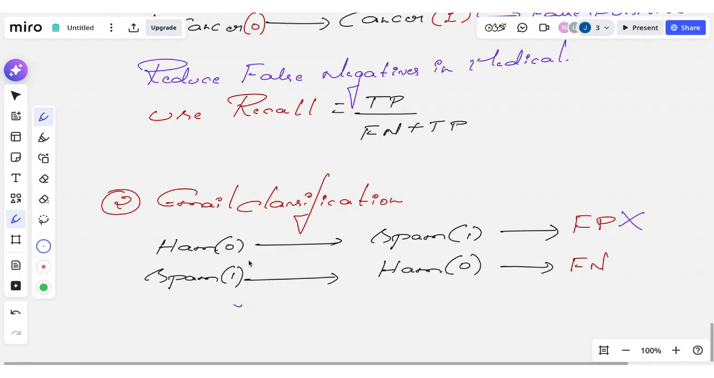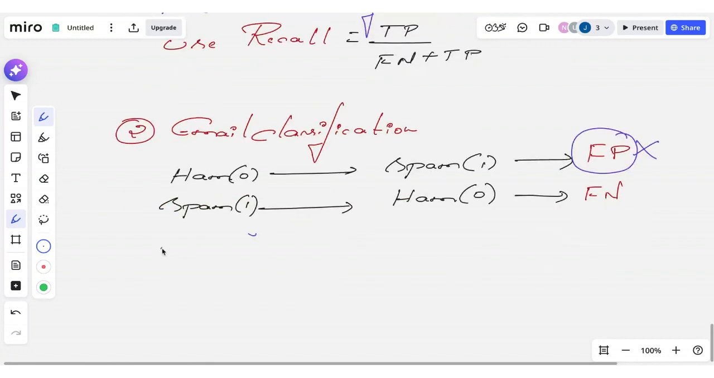And what if spam gets classified as ham? If somebody sends a message like you have won a $1 million lottery, we get to know that it's spam, and we just put it into spam. So nothing to lose there. Whereas in the other case, we are missing an opportunity. In this case, the false positive should be taken care of. In that case, you have to use precision. So here false positives should be reduced.